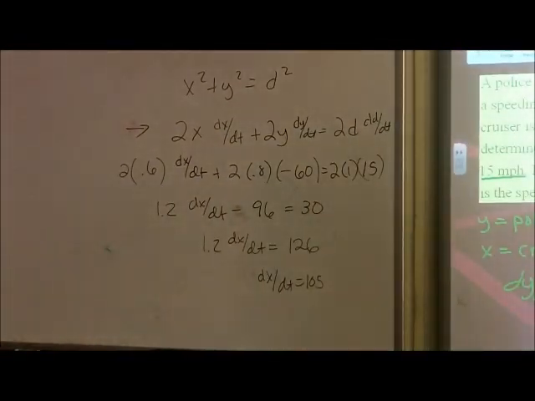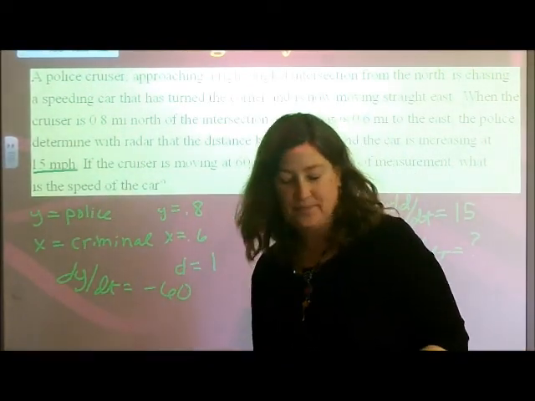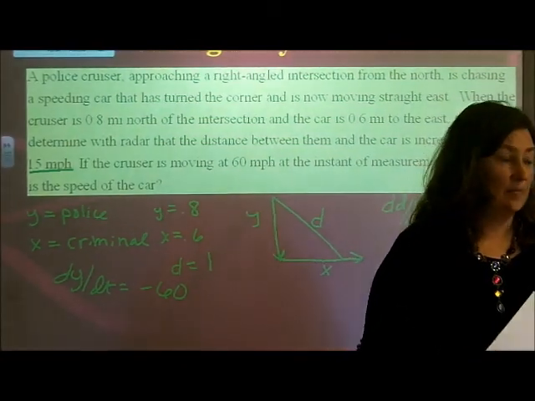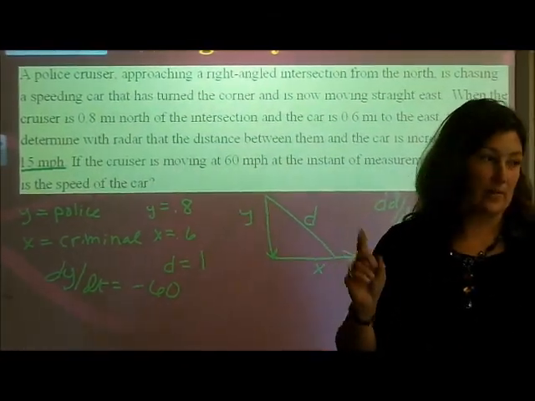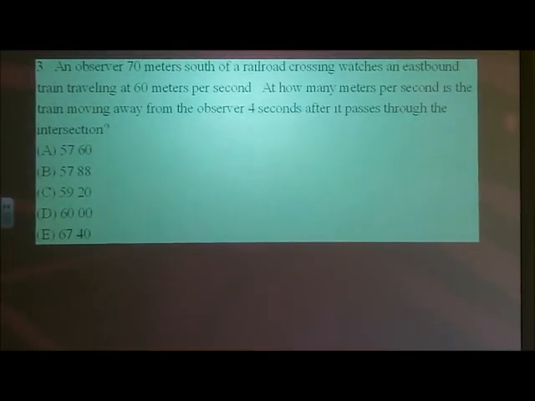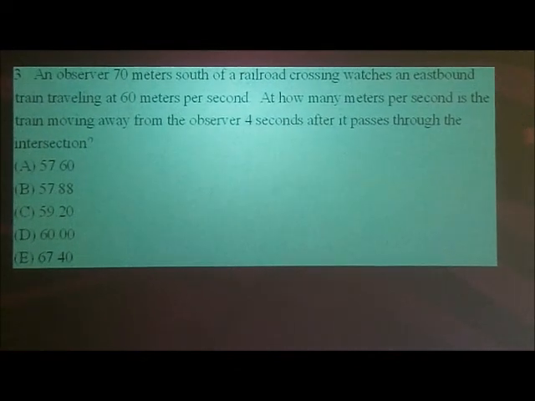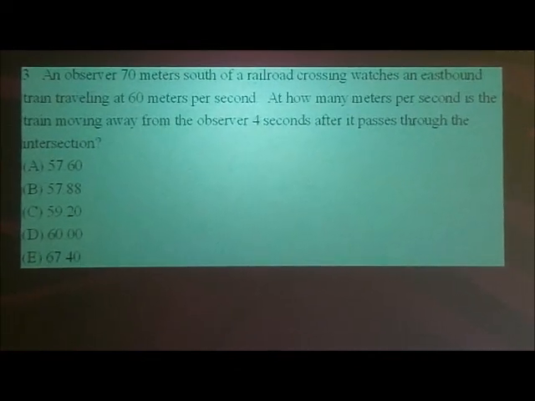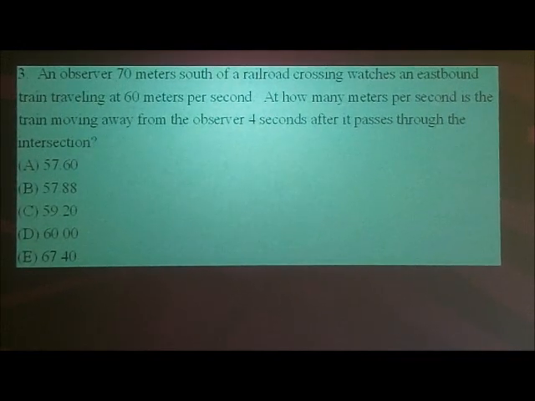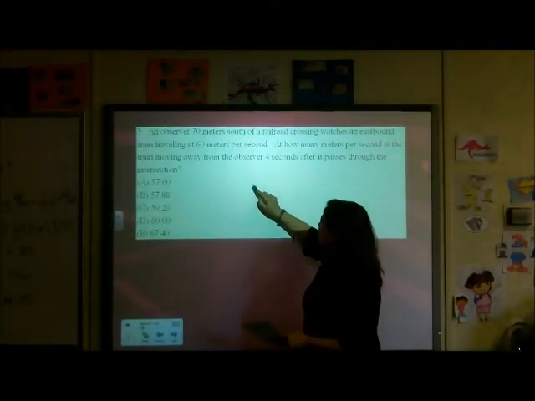Yep. I like it. So on the actual AP exam, the related rate problems that I've always seen are mostly Pythagorean theorem. So this next one's a sample AP question. An observer 70 meters south of a railroad crossing watches an eastbound train traveling at 60 meters per second. How many meters per second is the train moving away from the observer 4 seconds after it passes through the intersection?